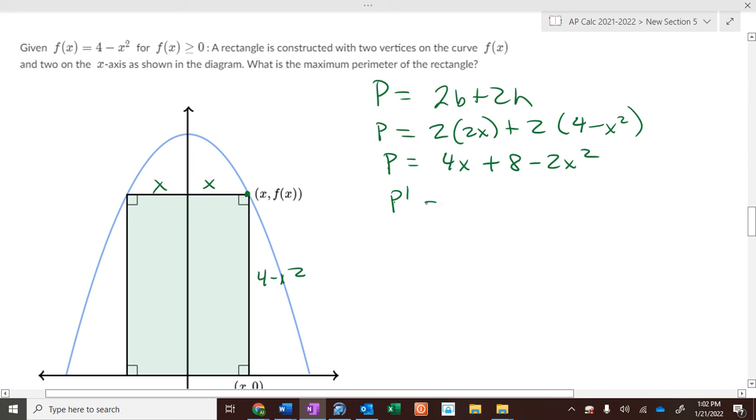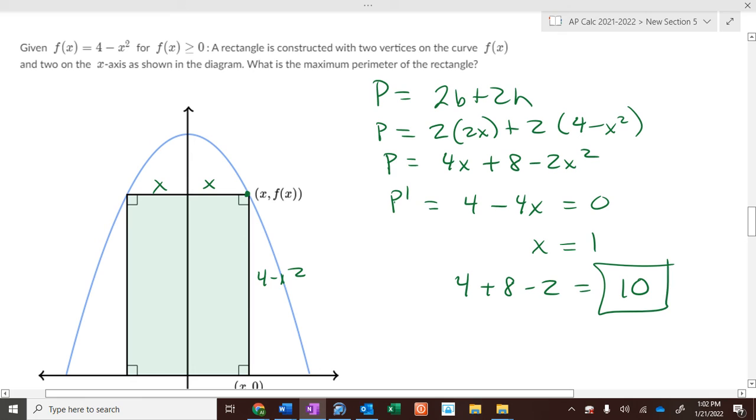So what's the first derivative of the perimeter? So it equals 0. What is x going to equal? X will equal 1. So then we have to plug it back into the perimeter formula. So you get 4 plus 8 minus 2, which is a perimeter of 10. Okay? You can handle that, right?